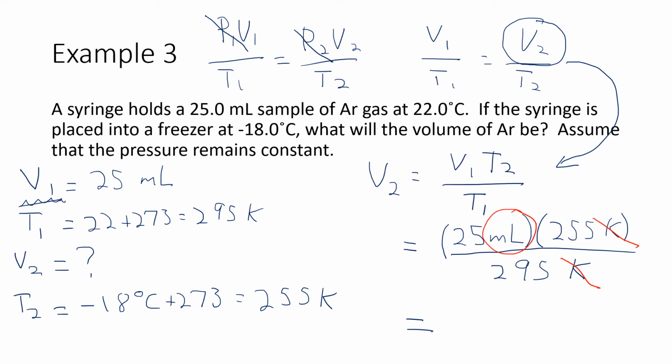If we run this through a calculator, we're going to have 25 times 255 divided by 295. And my calculator is telling me that that is 21.6 milliliters for our final answer. Now let's see if that makes sense. As the temperature went down, the volume should decrease from 25 milliliters to 21.6 milliliters. So it did get smaller. So hopefully that all makes sense, and I did all of the calculations correctly there.